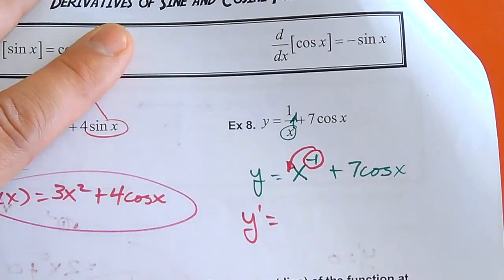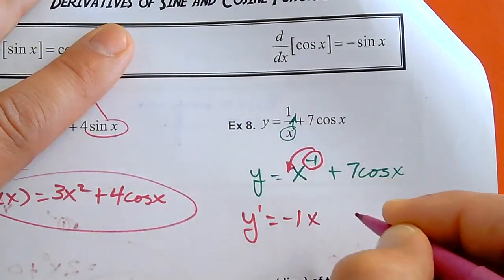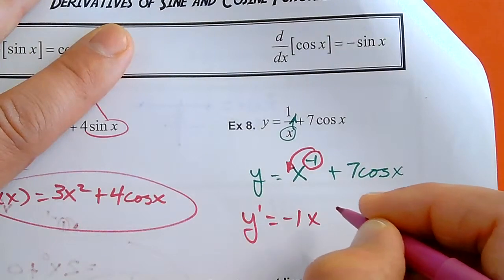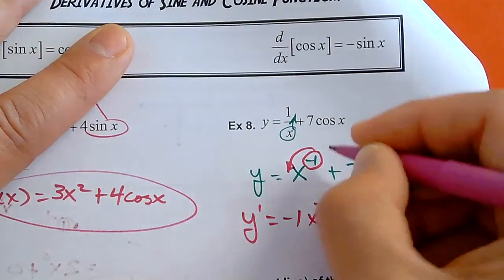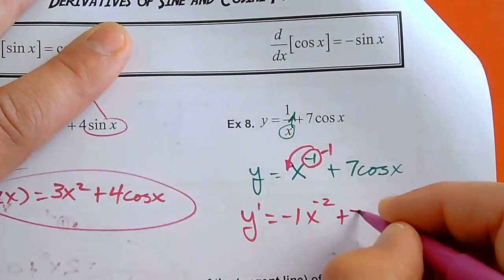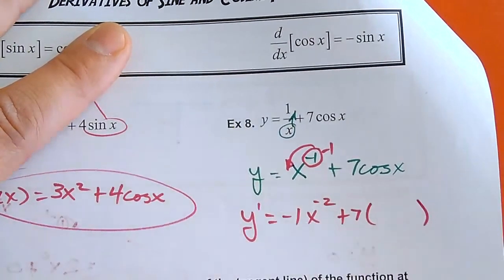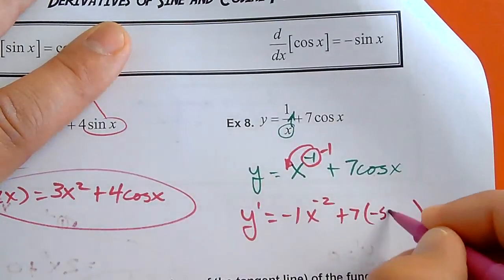Drop it like it's hot. Bring it down. That's negative 1x to what power? Negative 2. So again, subtract 1 to that guy. Negative 1 is now negative 2. And then I have 7, and then times the derivative of cosine of x. What's the derivative of cosine of x? Negative sine of x.